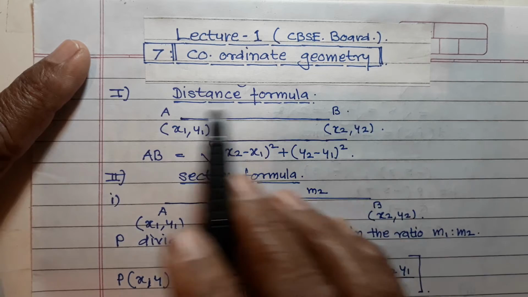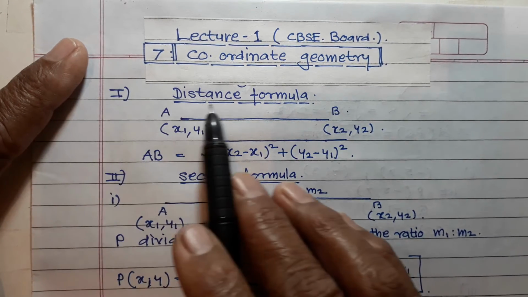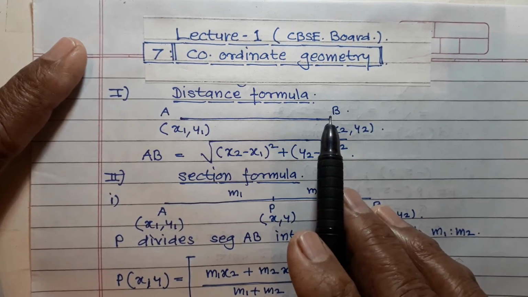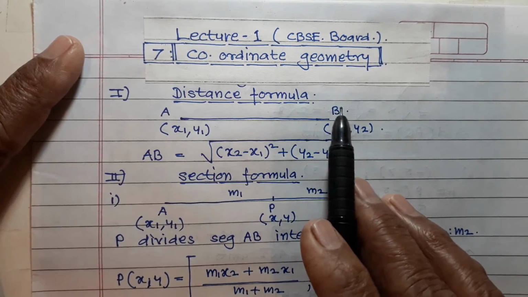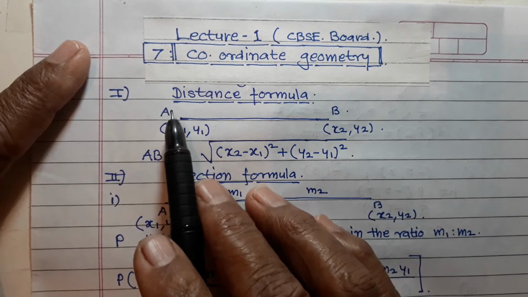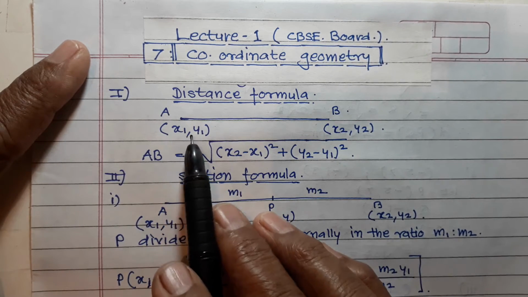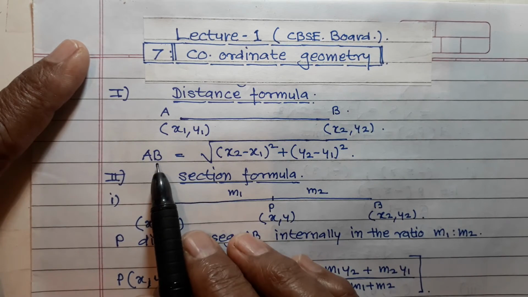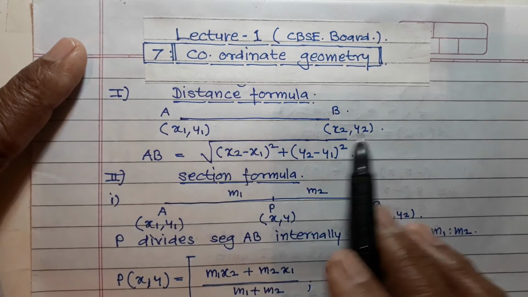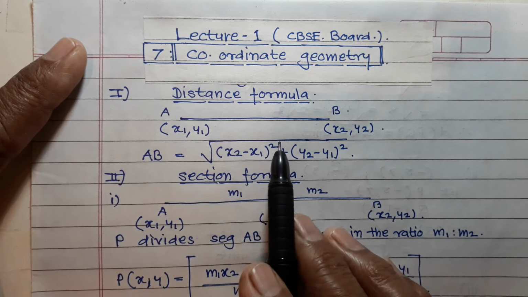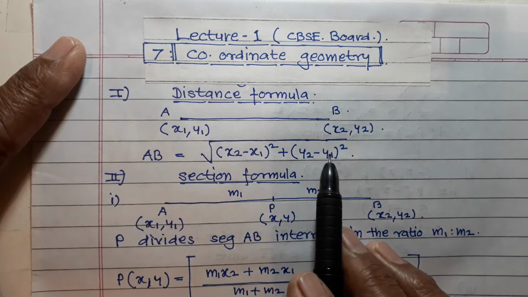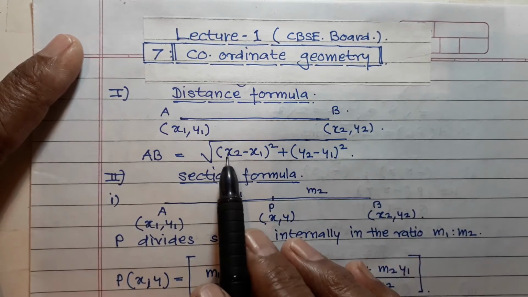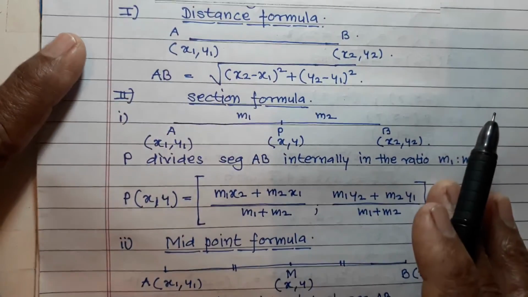Now you know distance formula. Suppose A and B are 2 points, then you can find the distance between them. Suppose A is (x1, y1) and B is (x2, y2), then distance AB is equal to under root (x2 minus x1) square plus (y2 minus y1) square. So this is the formula. Learn this formula by heart.